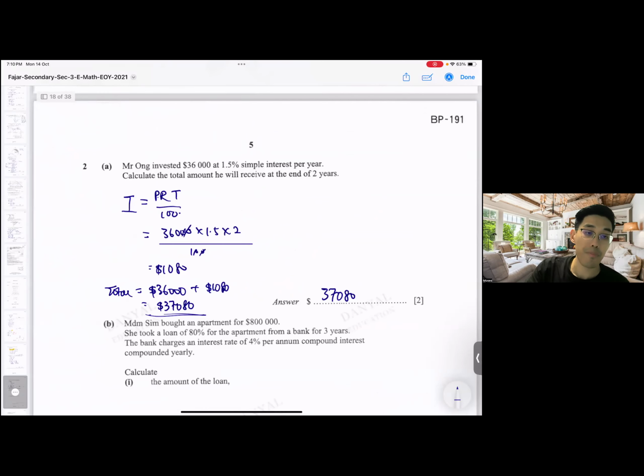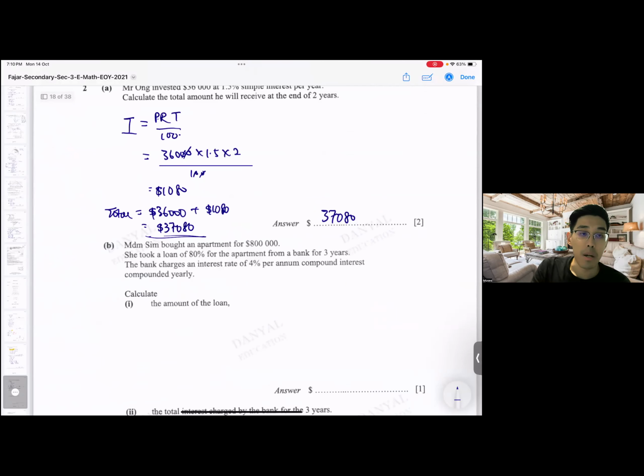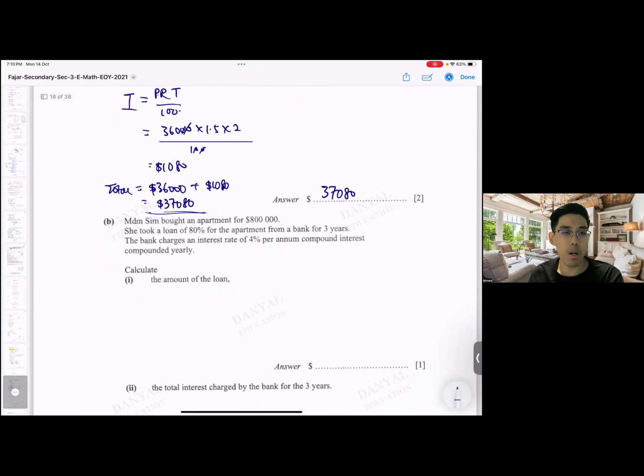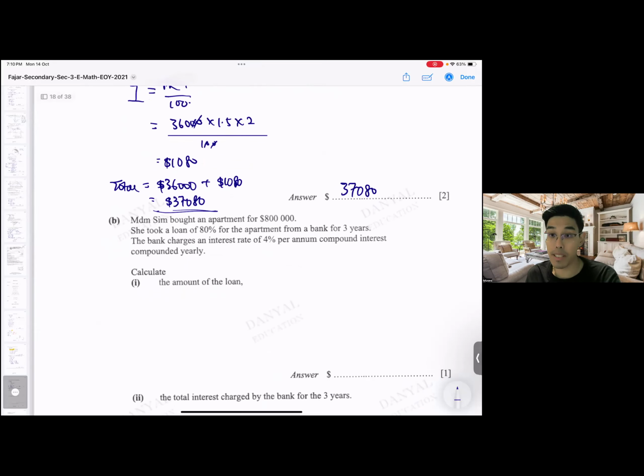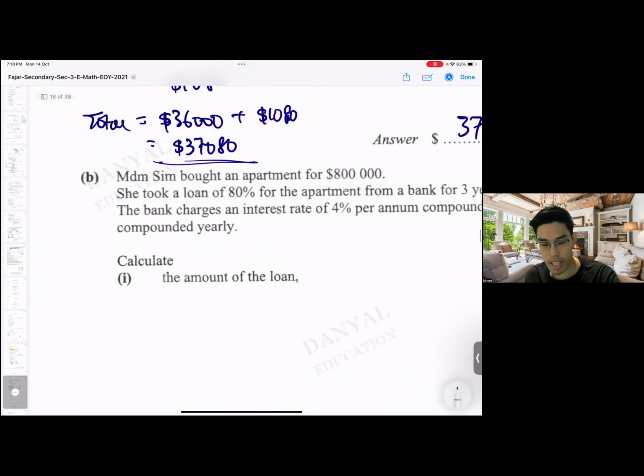Okay, just like that. Okay, next. Madam Sim bought an apartment for 800K. She took a loan of 80% for the apartment from a bank for 3 years, charged 4% per annum compound interest, compounded yearly. Find the amount of the loan. The amount of the loan itself is the 80%, okay, 80% of the 800K.